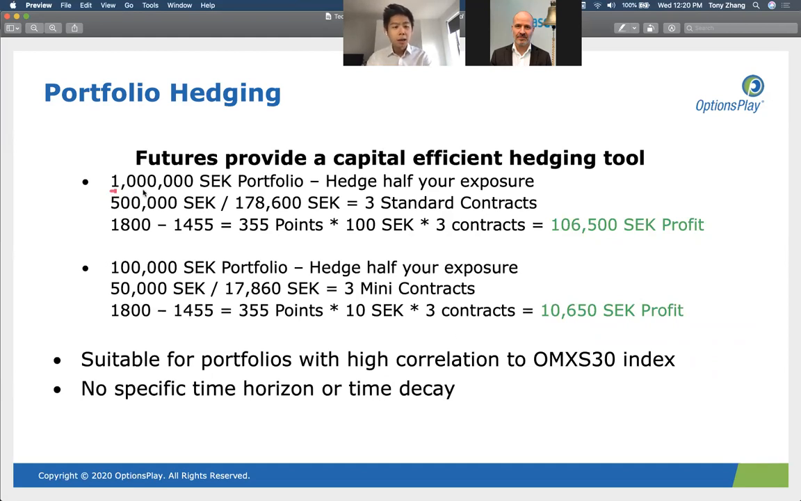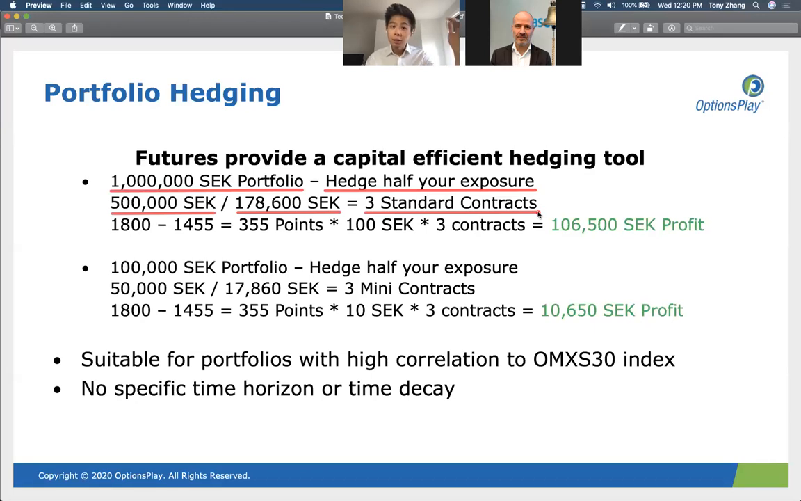So let's say you have a million crown portfolio, and you want to hedge half of your equity exposure. Let's say you have half of your account in equities and you want to hedge that half exposure. So that's roughly 500,000 crowns in equities. We know that each standard futures contract is about 178,000 crowns. So roughly 500,000 crowns divided by 178,000 would give you roughly 3 standard futures contracts.